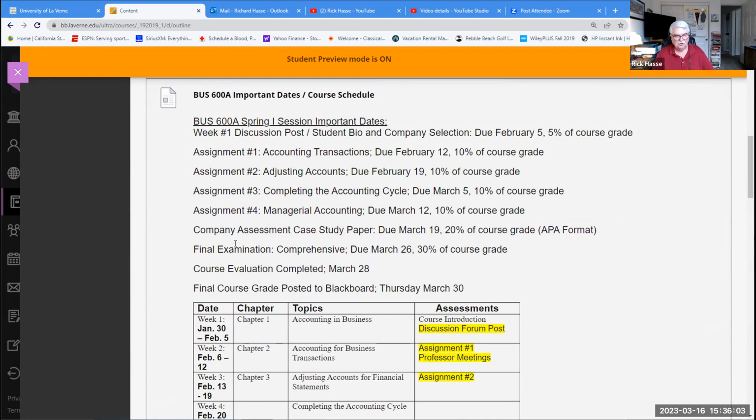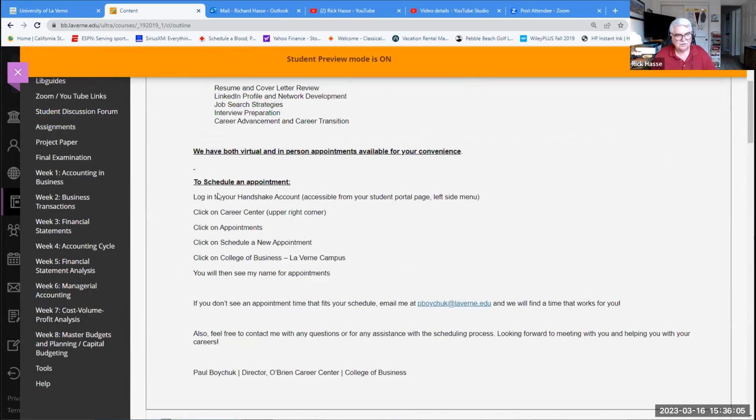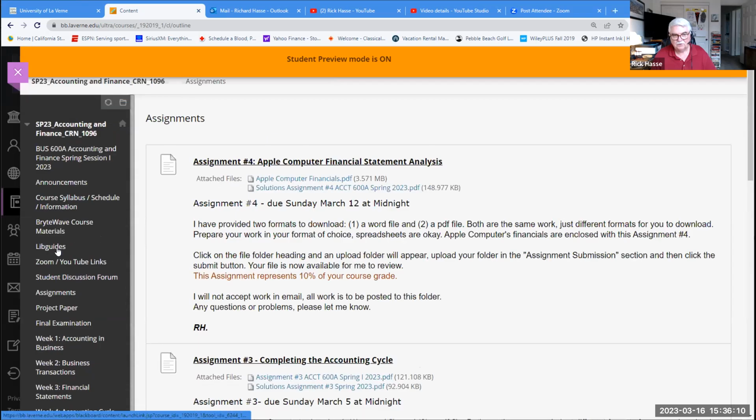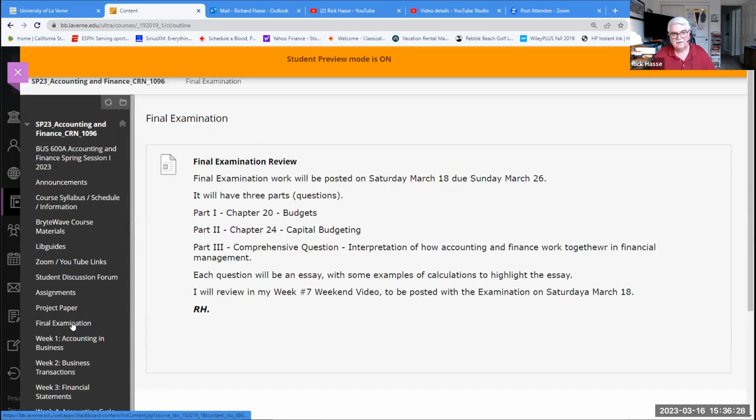So as we also go to our assignment section in Blackboard, you'll see the solutions posted for the Apple Computer Financial Statement Analysis, and I'll go over that in just a minute. Everybody did very well on that. Sometimes it's not easy looking at financial data and trying to do formulas out of it, and you all did a very fine job. And then if you go to the final examination area, there's a review of what's going to be covered in this final examination work that's to be posted on Saturday.